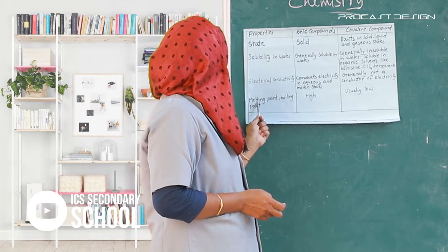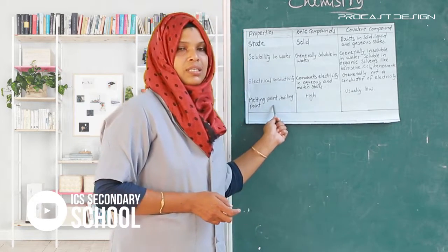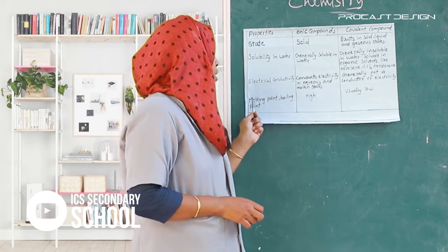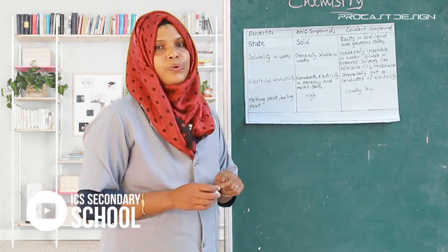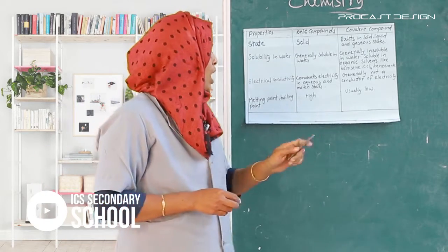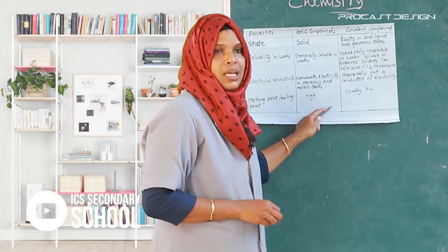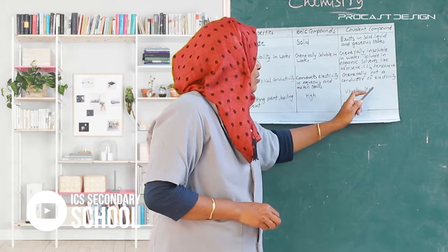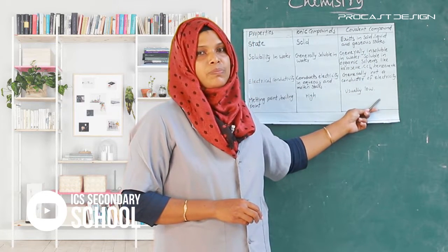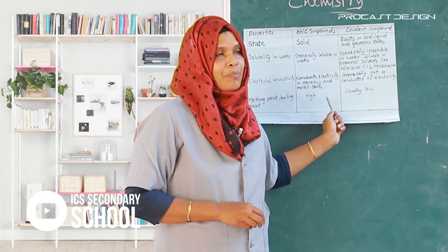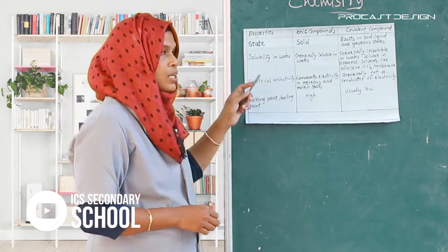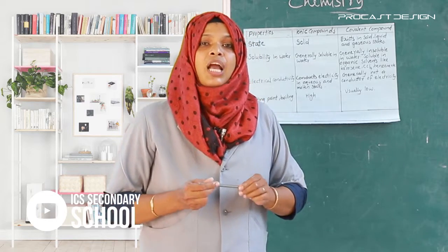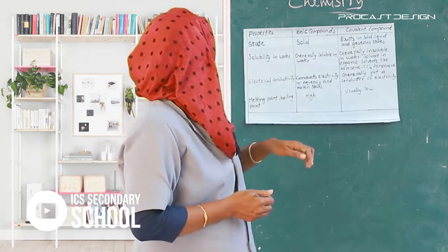Last one, melting point and boiling point. Ionic compounds have a high melting point. Covalent compounds usually have a low melting point; their melting and boiling points are low. These are the properties of ionic and covalent compounds.